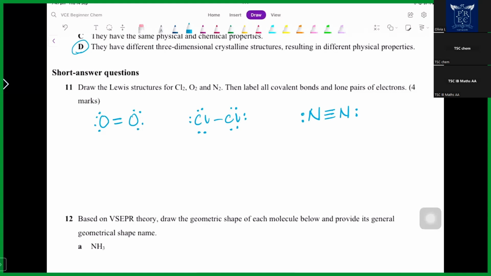Okay, look at this. Oxygen has 6 electrons in the outermost shell, right? So you need to add 2 electrons, so you need 2 bonds. Okay, chlorine has 7 electrons, so you need 1 electron to be added, so you need 1 bond. Nitrogen has 5 electrons in the outermost shell, so you need to add 3 electrons, so you need a triple bond. Okay.